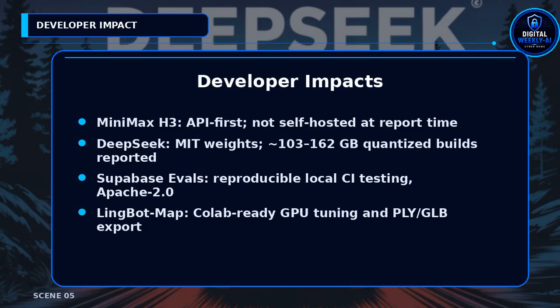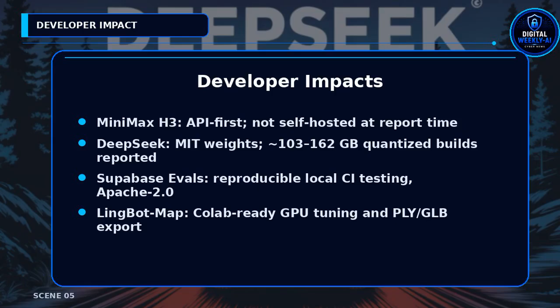Community builds put an 8-bit lossless build at 162 GB and a 3-bit build at 103 GB, needing roughly 110 GB of combined RAM plus VRAM. DeepSeek API pricing lists 14 cents per 1 million input tokens on cache miss and 28 cents per 1 million output tokens. That is lower than DeepSeek V4 Pro output pricing, reported higher.